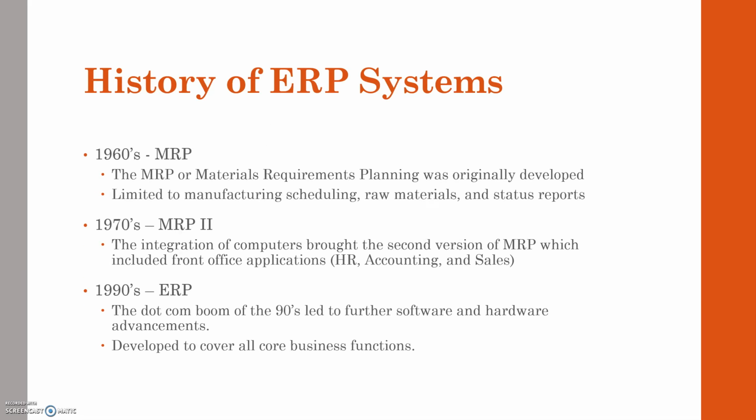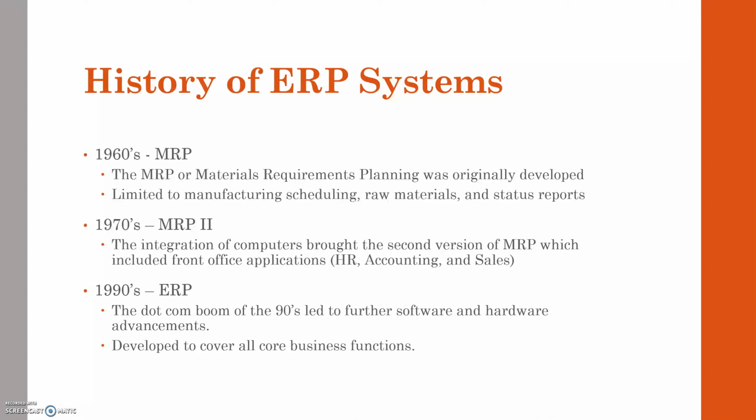So to start off, the history of the ERP system. It is a software that was originally developed in the 1960s, originally called the MRP system, which actually stands for Materials Requirements Planning. It was originally developed mainly for manufacturing, which allowed companies to schedule product, schedule for raw materials, and pull status reports from their database on exactly where their product was within the manufacturing process.